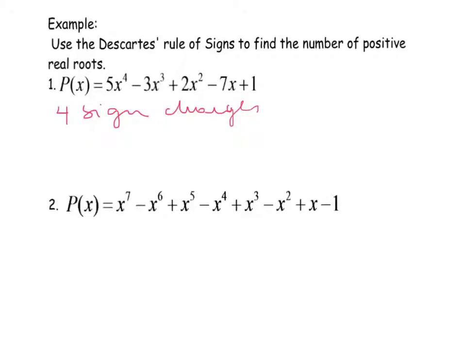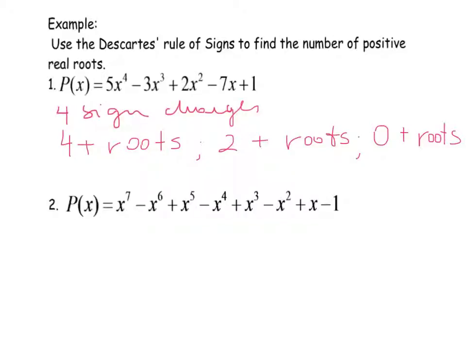Which will mean that I have 4 positive roots, or an even integer less, which is 2 positive roots, or an even integer less, 0 positive roots.